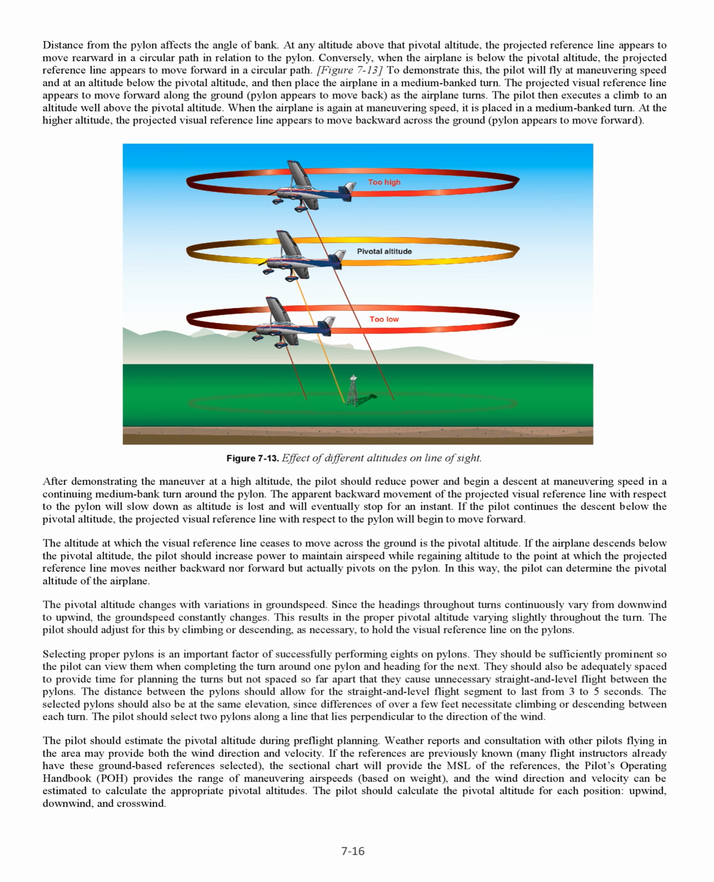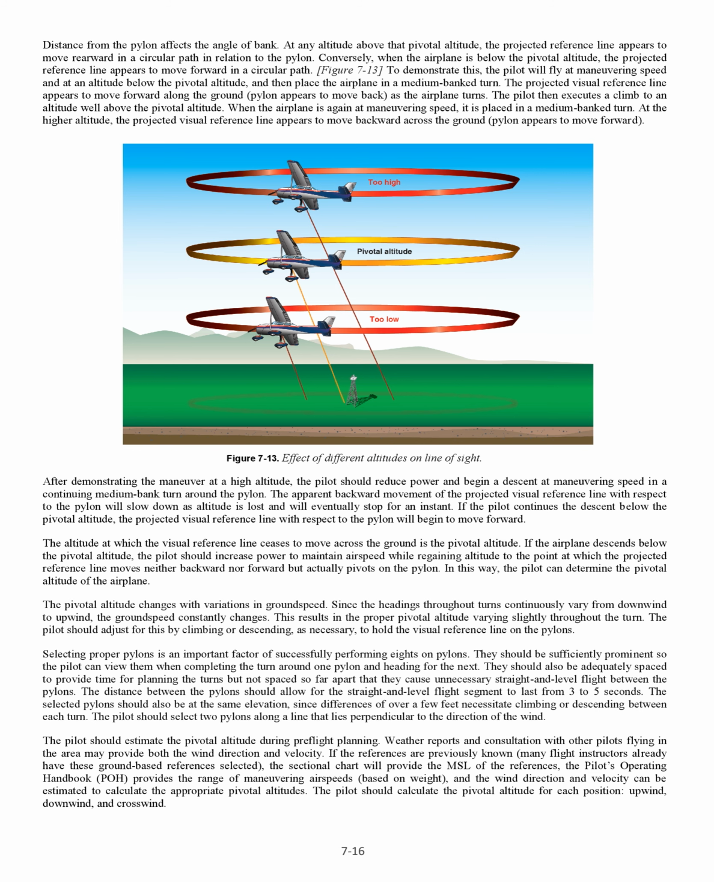The pilot should select 2 pylons along a line that lies perpendicular to the direction of the wind. The pilot should estimate the pivotal altitude during pre-flight planning. Weather reports, in consultation with other pilots flying in the area, may provide both the wind direction and velocity. If the references are previously known, many flight instructors already have these ground-based references selected. The sectional chart will provide the MSL of the references.